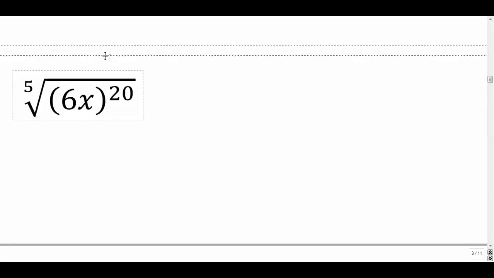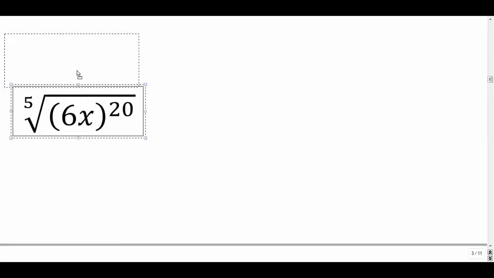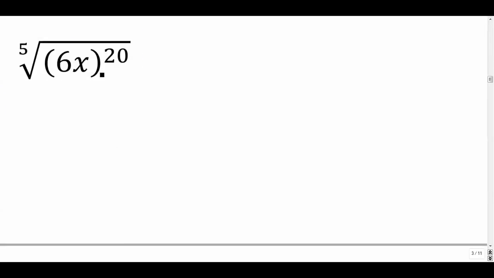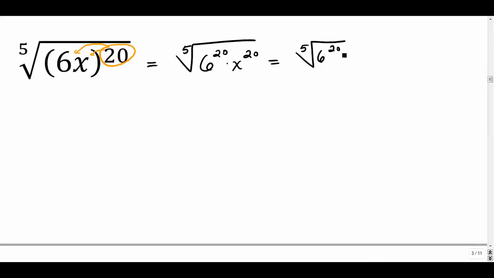But anyway, we have the fifth root of 6x to the 20th power. All right, so we have a couple different options here. For this one, I'll show you both. Let's do the fifth root of, and remember this rule, you have the 20 and you have to distribute it into both terms. So 6 to the 20 times x to the 20. Break those up. So you get the fifth root of 6 to the 20 times the fifth root of x to the 20.